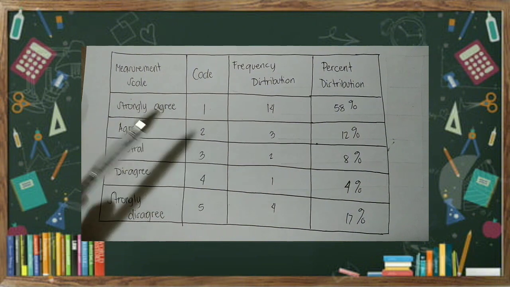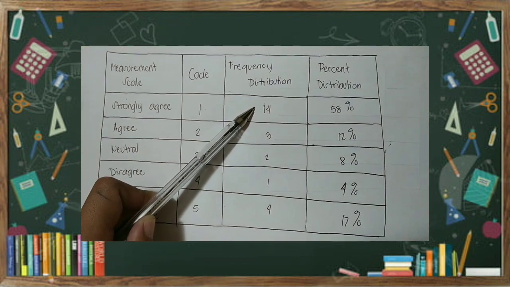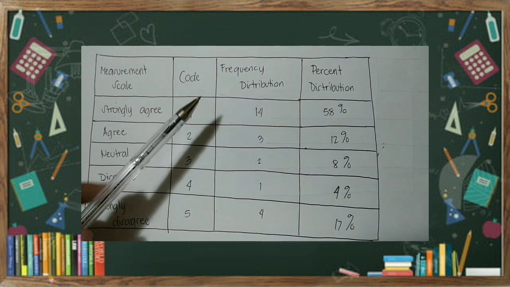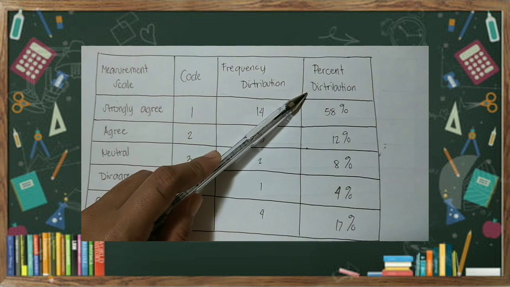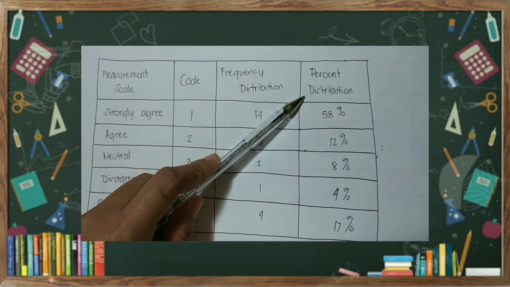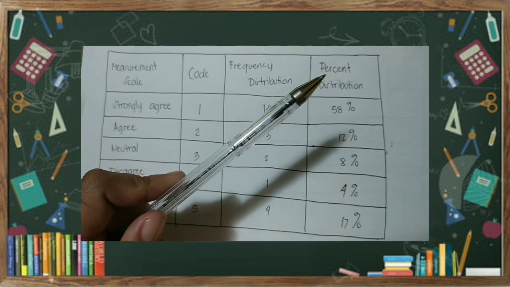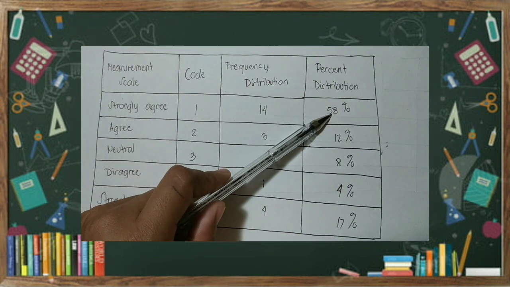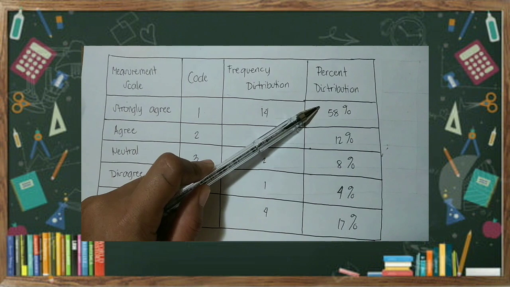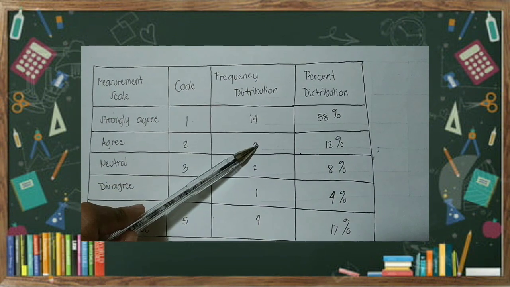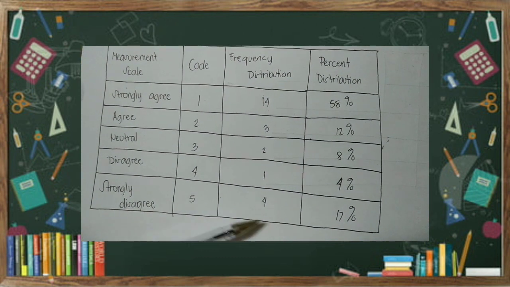How many of them strongly agreed? Let's say 14 answered strongly agree, so we're going to write the frequency of answers. And then you're going to write here the percentage distribution out of the total sample size. How many percent answered strongly agree? So you have 14, which is 58% of the total sample size. So you will write 58% here in the percent distribution, while 3 is 12%, 2 is 8%, 1 is 4%, and 4 is 17%.